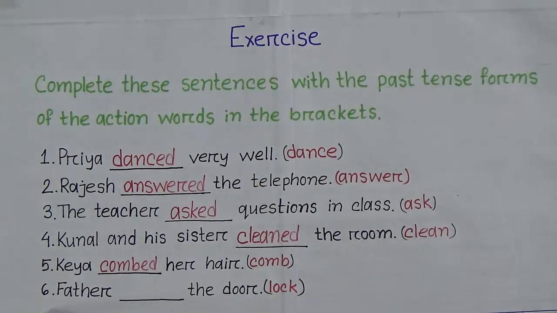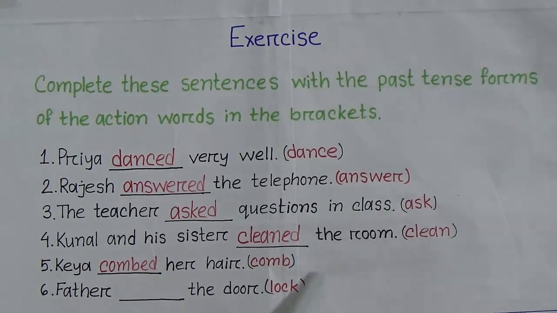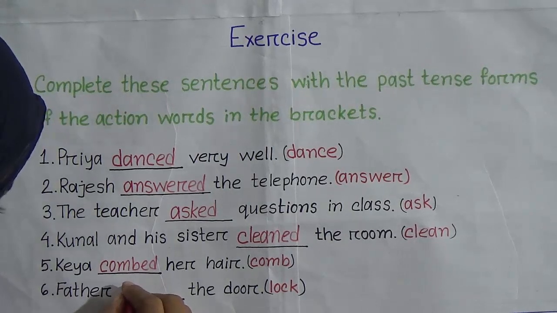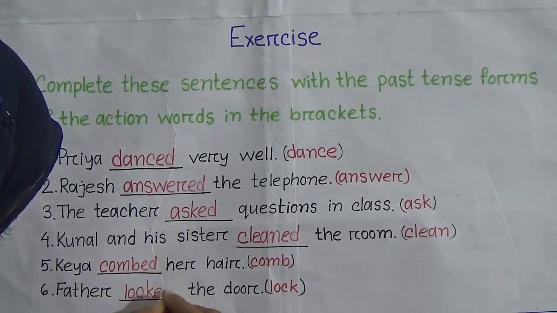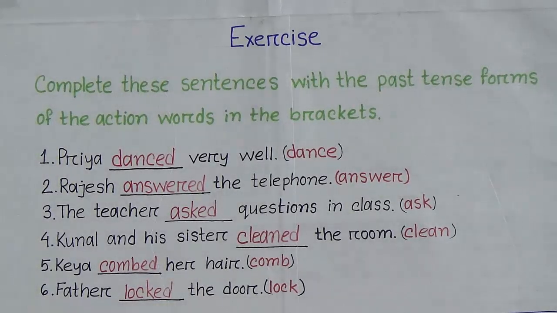Number 6 and last number. Father dash the door. In bracket we find the word lock. So the past form of the word lock is locked. The spelling will be L-O-C-K-E-D. Locked. Then the sentence will be Father locked the door.